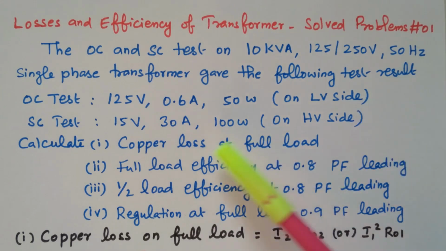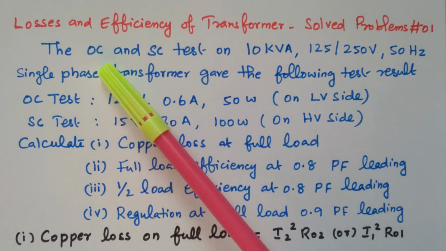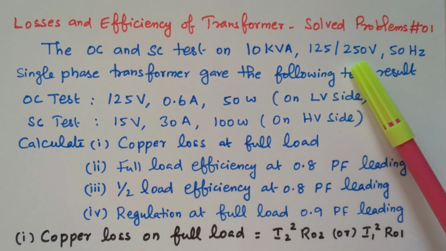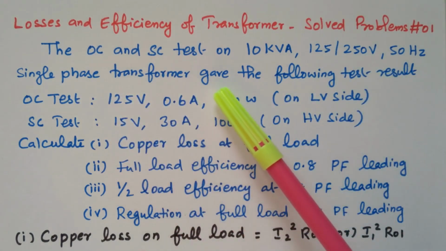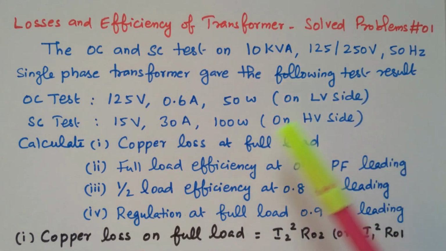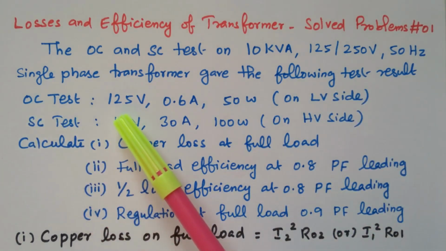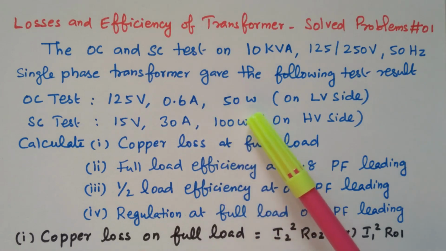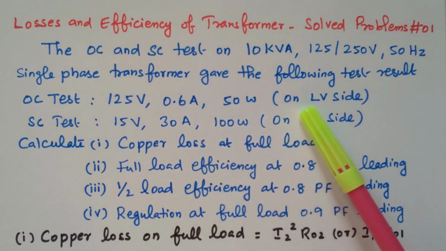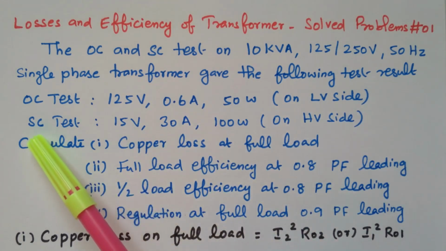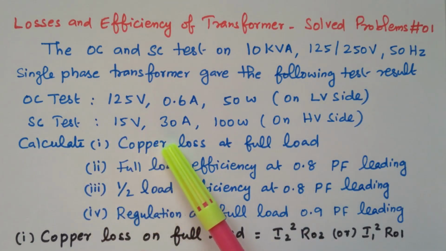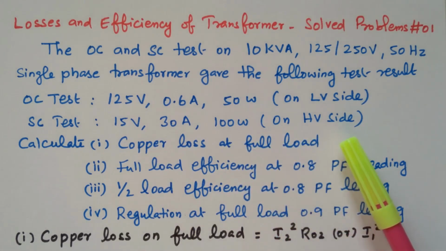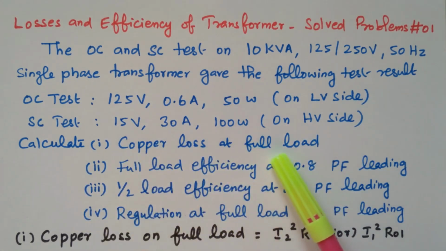Now we will go to the problem. The OC and SC test, that is open circuit and short circuit test, on a 10 kVA, 125/250 volt, 50 Hz single phase transformer gave the following test results. For the OC test, open circuit test, the voltage is 125 V, the current is 0.6 ampere, and the power is 50 watts, performed on the low voltage side. Short circuit test, SC test: 15 volts, 30 amperes, power is 100 watts, on the high voltage side. Now we need to calculate the copper loss at full load.